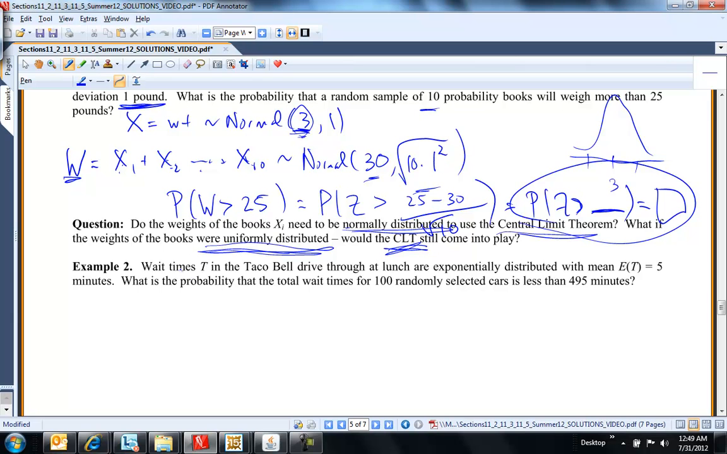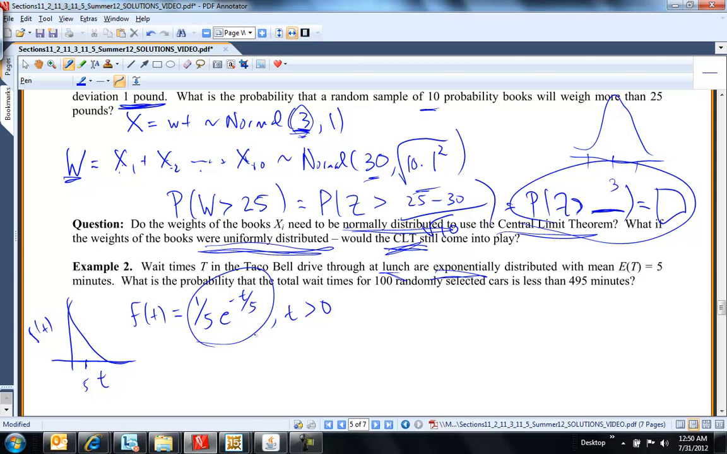So example 2, wait times at Taco Bell for lunch are exponentially distributed with a mean of 5 minutes. So here are wait times. This is t, f of t, and here's 5 minutes. We know that f of t is 1/5 e to the negative t over 5 for t bigger than 0, because that's the distribution for an exponential distribution.